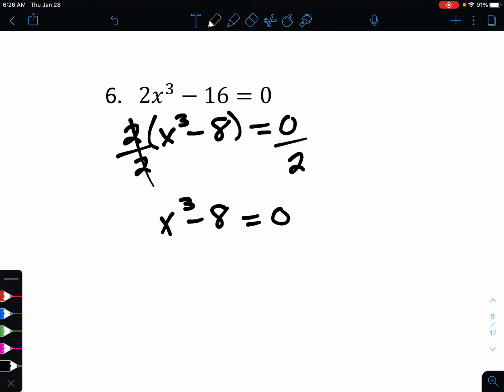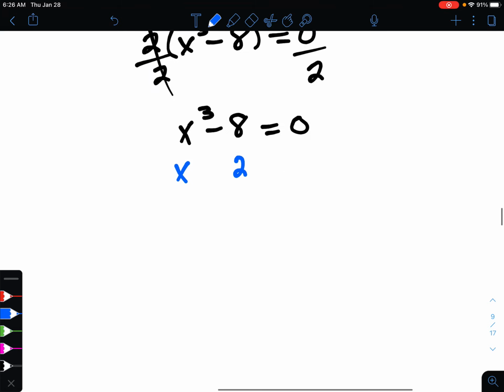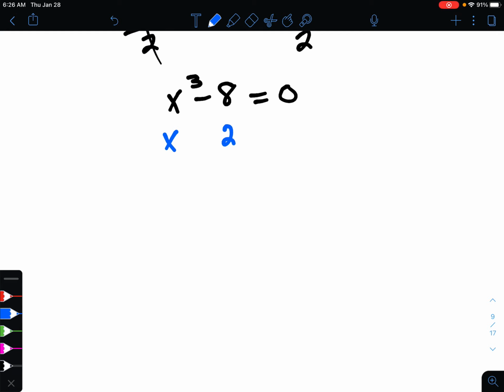Okay, so with x cubed minus 8, now we've got a special type of factoring where both are perfect cubes. X cubed is obviously the variable x being cubed, and 8 is the number 2 being cubed. It is a minus 8, so that'll tell us to use our difference formula as we are factoring. So for the difference formula, we're going to take a minus b, so x minus 2.